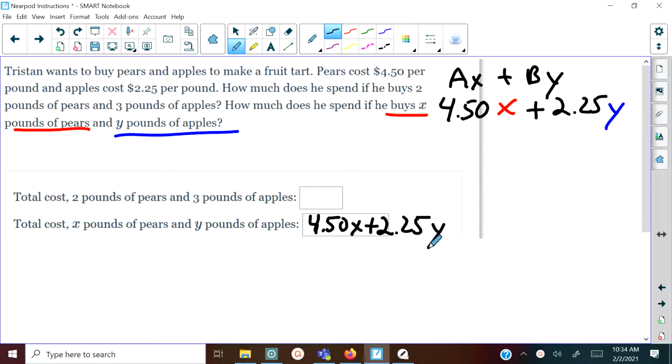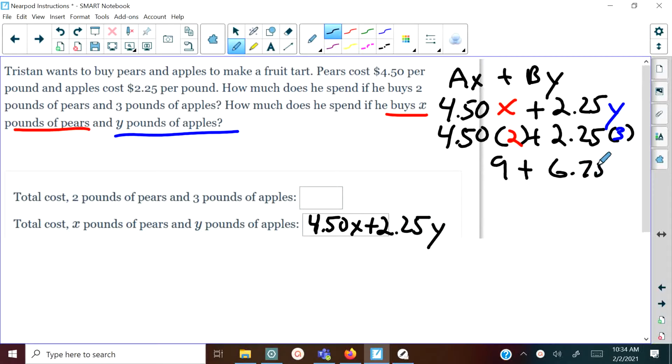Now all we have to do is plug in, for this particular situation, the number of pounds of apples and pears to buy. Okay, so how much does he spend if he buys 2 pounds of pears and 3 pounds of apples? So we're going to plug in 2 and 3. So then we just solve it. We have 4.50 times 2, which is 9, plus 2.25 times 3, which is 6.75, and then add the two together, we get 15.75.